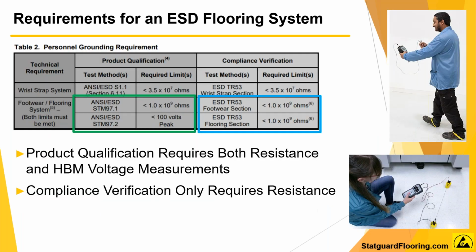Prior to 2014, the standard allowed for qualification based only on resistance. If the total resistance was less than 3.5 times 10 to the 7th ohms from a person's hand to the ground, the floor was in compliance. A walk-in voltage test was required only when resistance was greater than 3.5 times 10 to the 7th ohms and less than 1 times 10 to the 9th ohms.